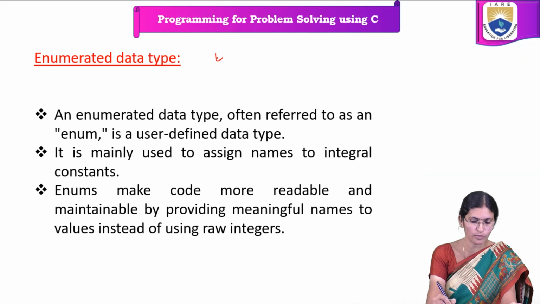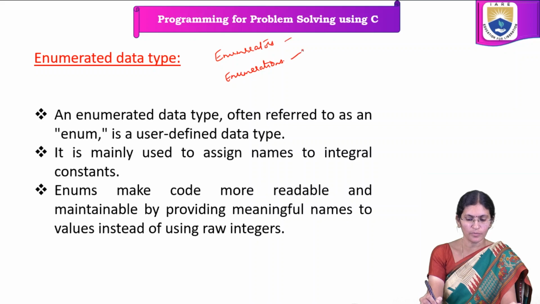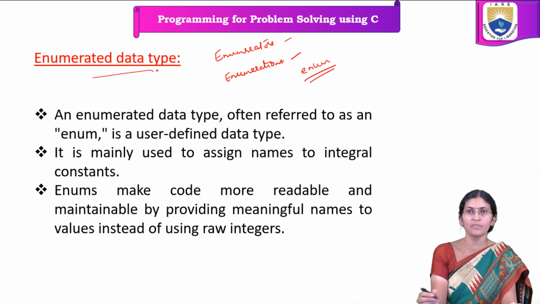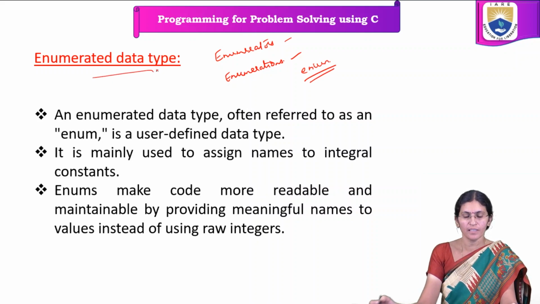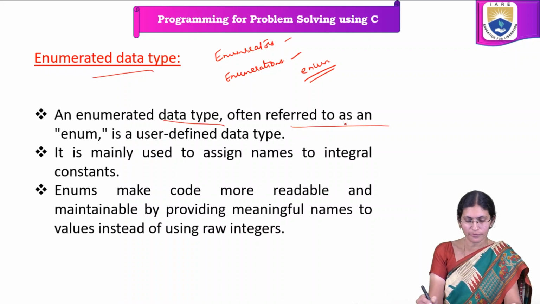These are also called enumerators, enumerations, enumeration or enum. All of them refer to the same type, that is, enumerated data type. It is a data type, also referred to as enum. This is a keyword, and it is a user-defined data type.